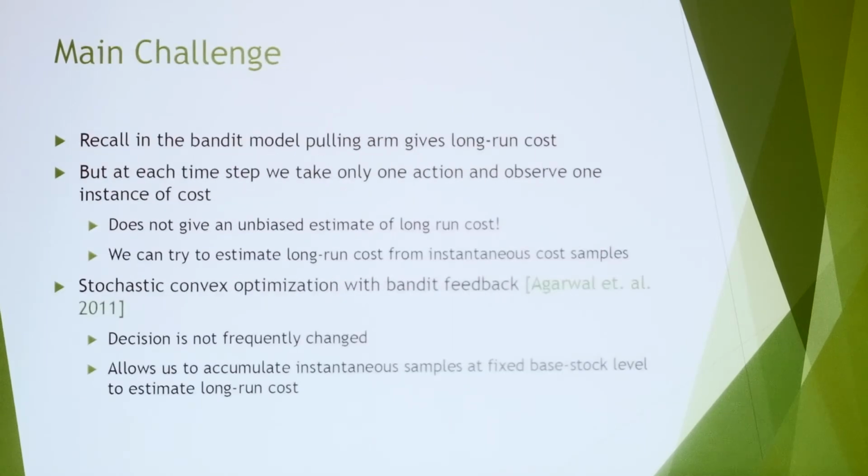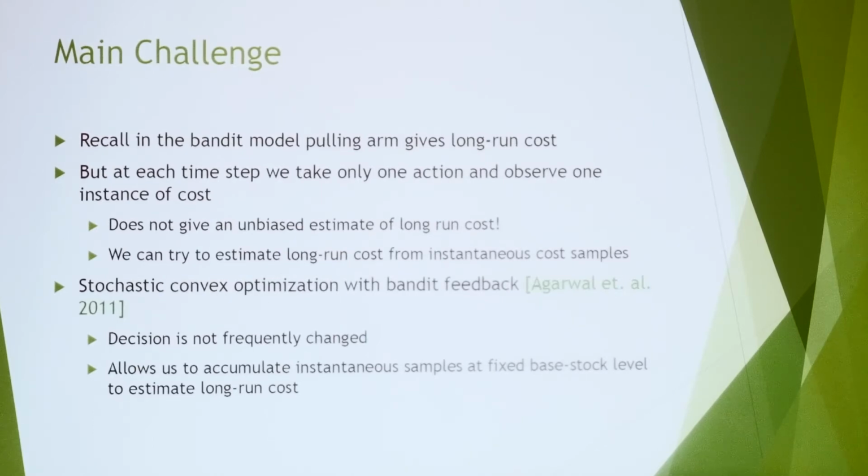So we want to try to work with model 2, but recall that in the bandit model, pulling the arm gives the long run cost, whereas in our case, if we play one action, we only observe one instance of the cost, and this does not give an unbiased estimate of the long run cost. So we need to try to estimate the long run cost from instantaneous cost samples. And also it's important to note that we can't change the base stock level or our action too much. If we change it too much, then we can't actually estimate the long run cost.